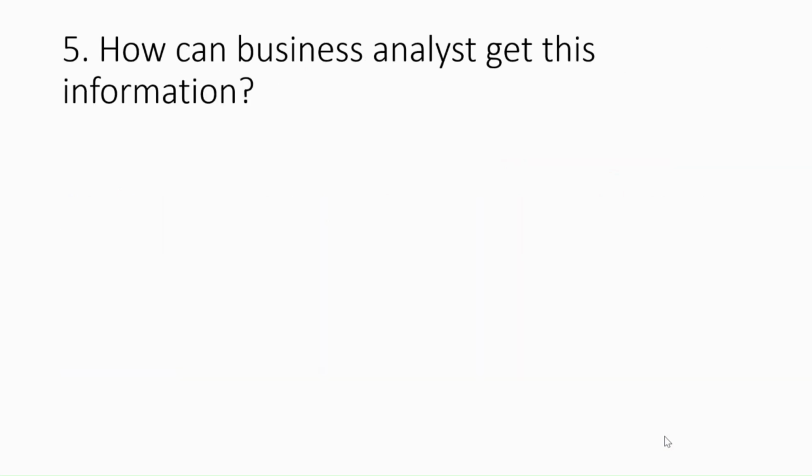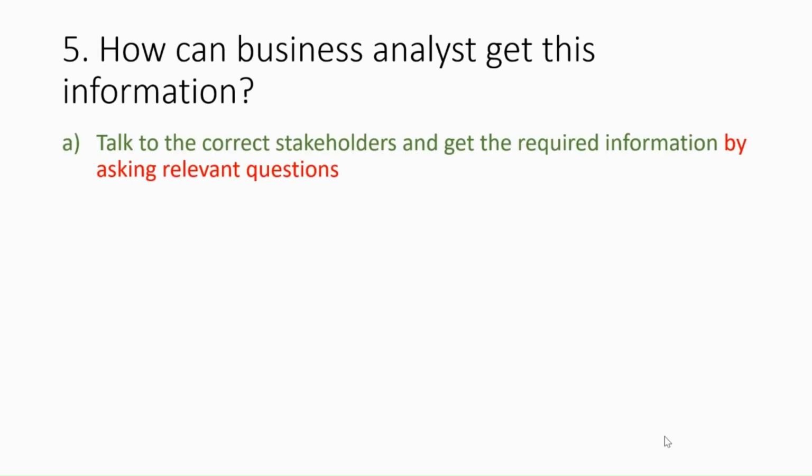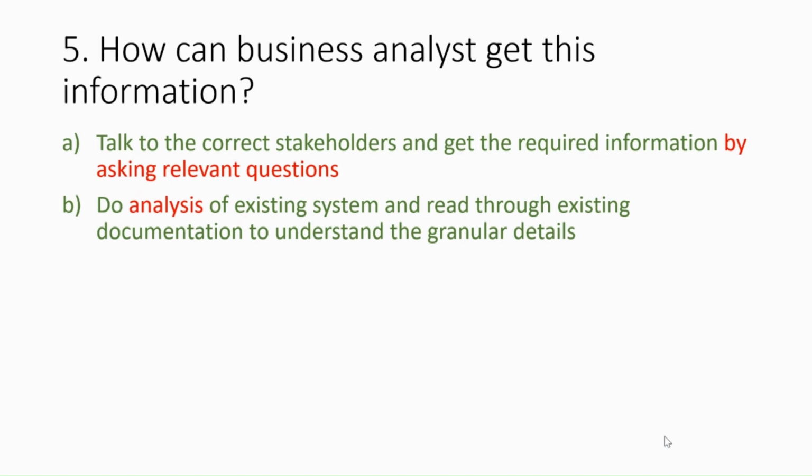Now, how can the business analyst get this information which is required by the development team? First, by talking to the correct stakeholders and getting the required information by asking relevant questions. And second, by doing the analysis of existing system and reading through existing documentation to understand the granular details. So the key point to note here is only if the BA asks relevant questions and does a self-analysis of the existing system and reads the existing documentation, he or she will be able to get the required information that is required by the development team.